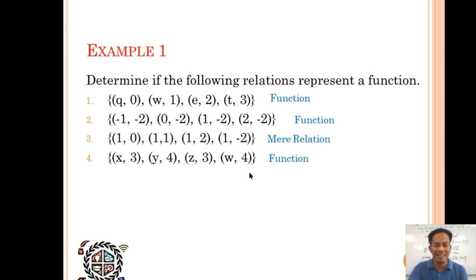Okay? Next. Some types of functions. So, bibigyan ko kayo ng mga types of functions. There's a lot of functions. Ang dami-dami nating pag-aaralan about function dito sa General Mathematics. Pero, yung mga basic muna ang pag-aaralan natin ngayon.